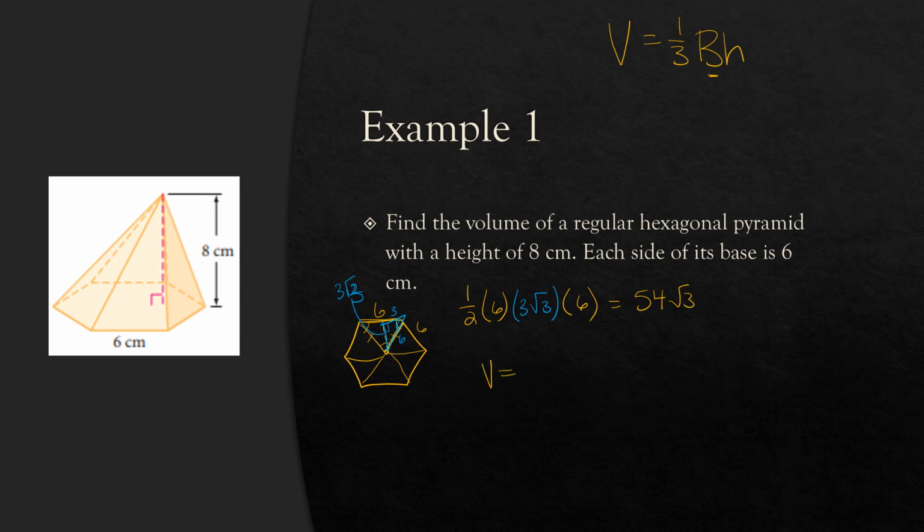So my volume is 1/3, 54 square roots of 3, and then times my height. The height was 8 centimeters. That was up and down on the pyramid. Multiplying all that together, I get 144 square roots of 3, which I could estimate as 249.4. This is volume, so I'm in cubic centimeters.